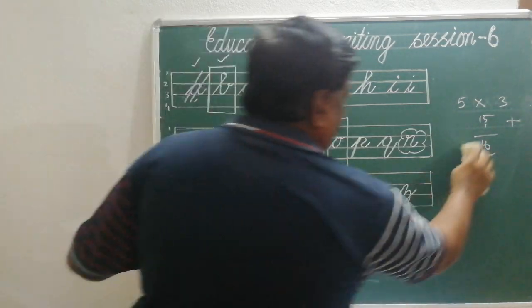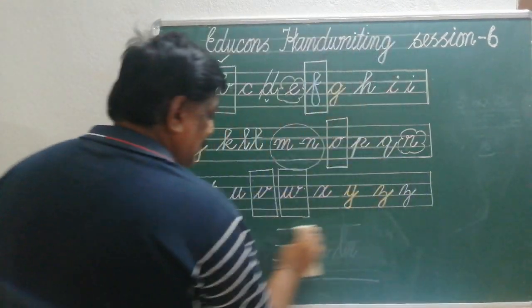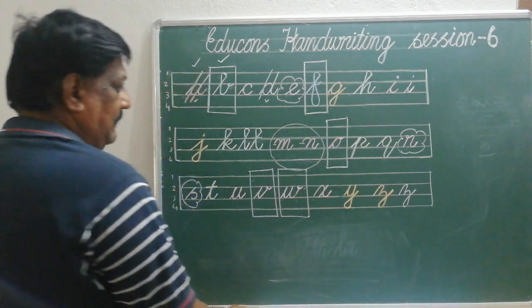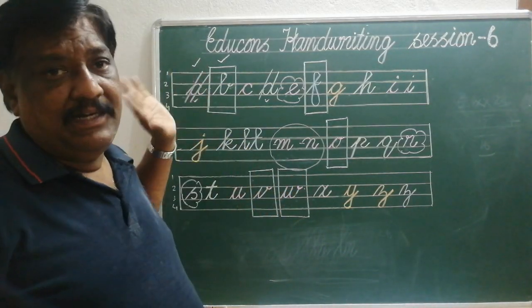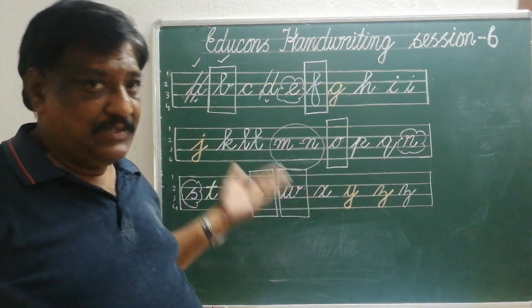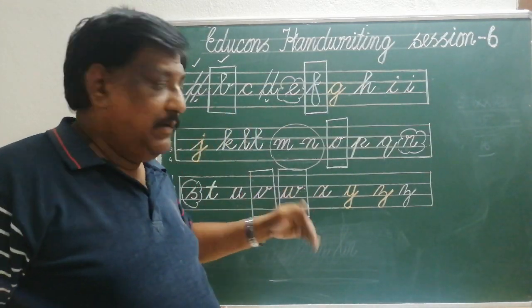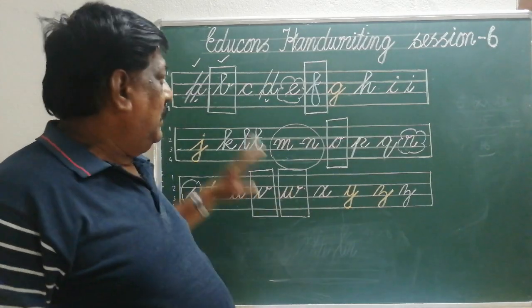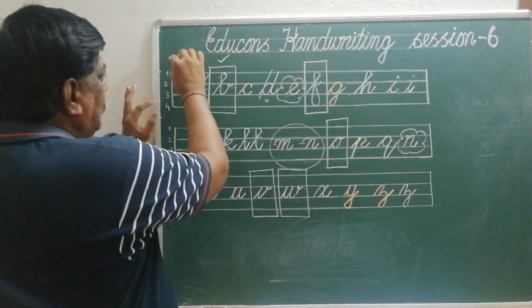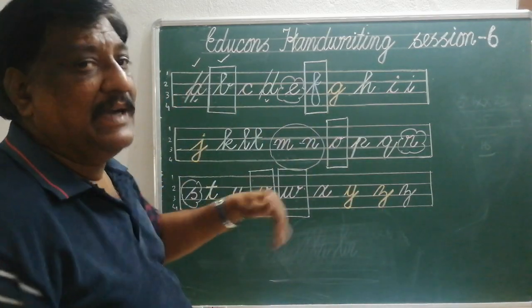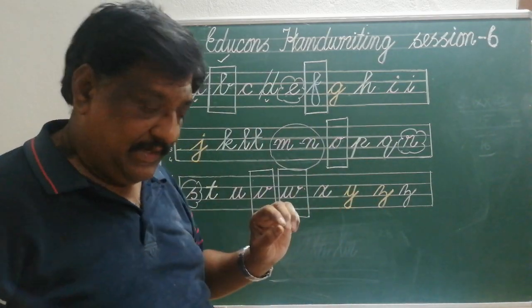Now I think I have told you what the joins are and what the exceptions are. But what is more important is that the shape of the letter is more important than the joining. Joining is so easy. We'll be teaching you how to join. Now in this session 6, A to Z you have to write and practice any number of times slowly.